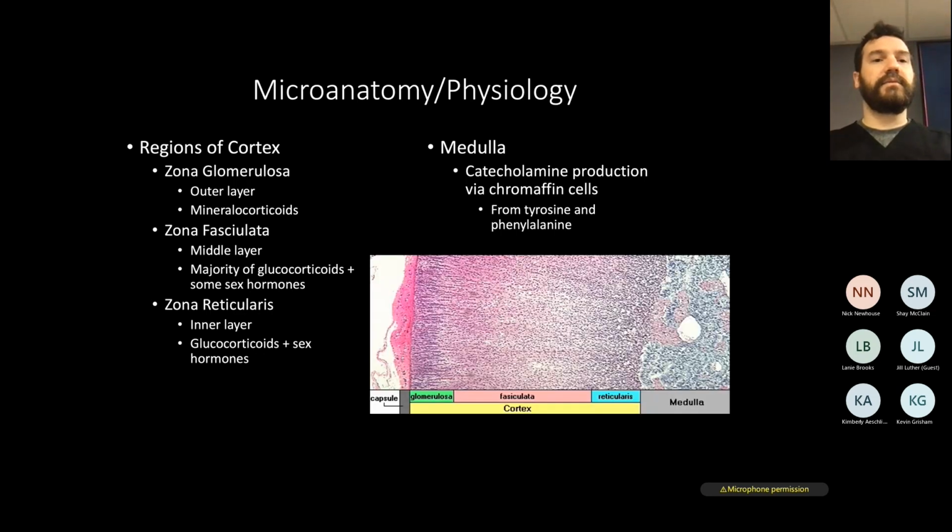In terms of microanatomy, the cortex is split into 3 sections. So going from the outside in: zona glomerulosa, which creates mineralocorticoids; the fasciculata, which makes the majority of the glucocorticoids as well as androgens; and then zona reticularis, which also creates glucocorticoids and androgens. The medulla produces catecholamines, and so that's from left to right on the screen.